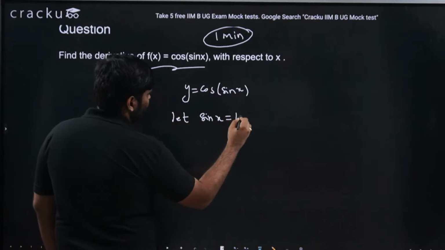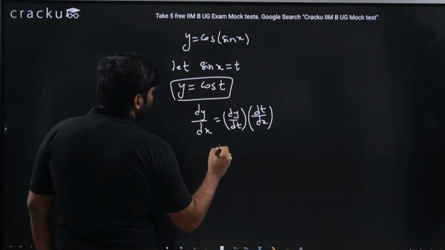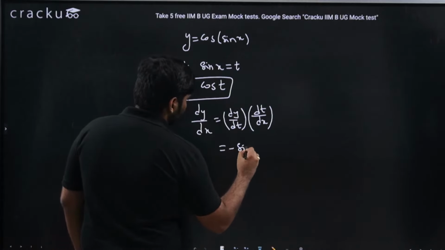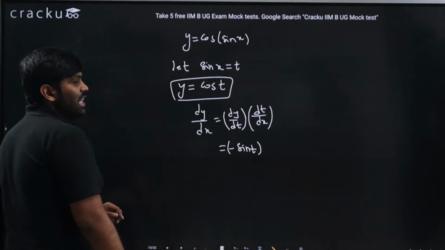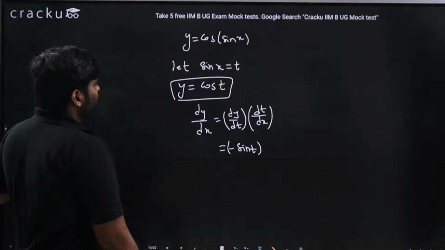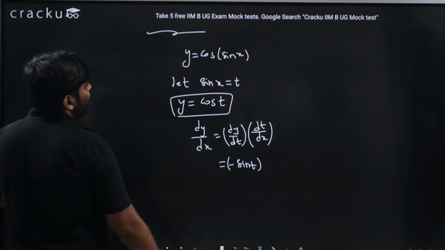I know dy by dx is what I have to find. This is nothing but dy by dt into dt by dx. So what is dy by dt if y is cos t? This would be minus sin t, because cos theta's differentiation is minus sin theta, as we have proved yesterday, into dt by dx.